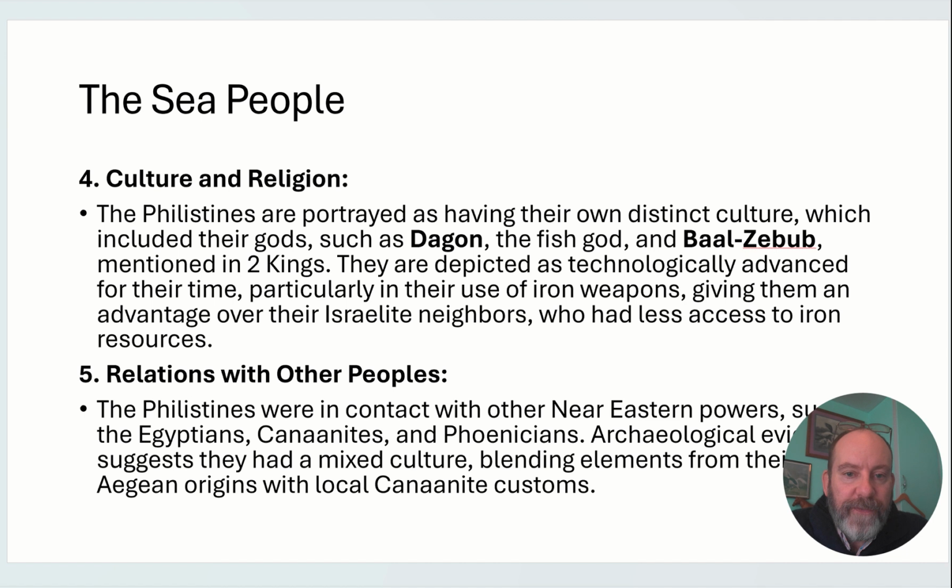So they have their own distinct culture and religion that really becomes more and more Canaanite-like as we go through their history, but they had gods like Dagon and Baal-zebub, relationships with other people. They were in contact with basically everyone, including Egyptians, Canaanites, Phoenicians, who are seafaring people.